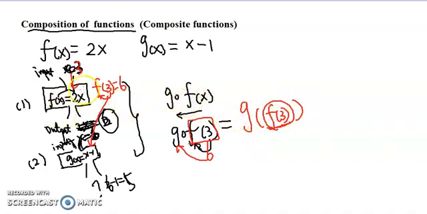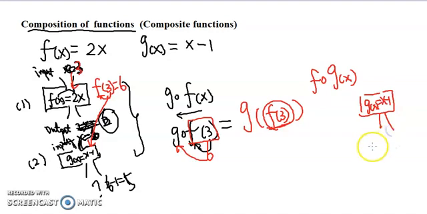So similarly, if we change the order, you could put G of X first. That goes through the G function, and then when you get an answer, it goes through the F function. So G and F are switched, and the answers will be different. So we can see what happens if we switch them. Let's say G of X first, that's X minus 1, and then it goes through F of X, 2X. And now we put a number in here. Let's say we can still put 3 in here.